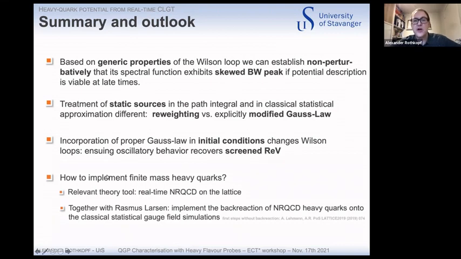And now we have to really work on implementing finite mass heavy quarks in real-time NRQCD, and this is work together with Rasmus Larsen that we are now conducting. And with that, I thank you for your attention.